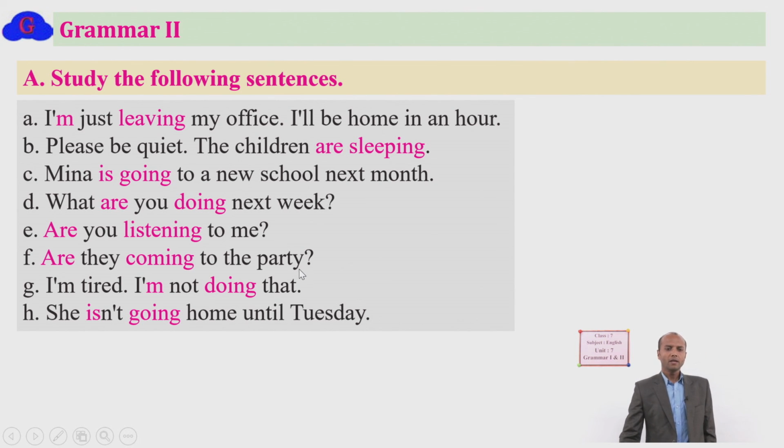G, I'm tired. I'm not doing that. And finally, H, she isn't going home until Tuesday. Look, some words, or parts of the words, are highlighted. Have you noticed them? Yes. For example, am leaving, are sleeping, is going, are doing, are listening, etc. So can you guess the structure of these sentences then?